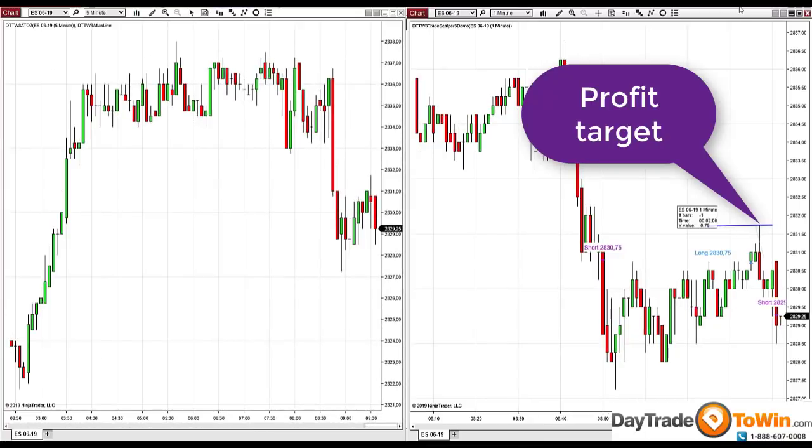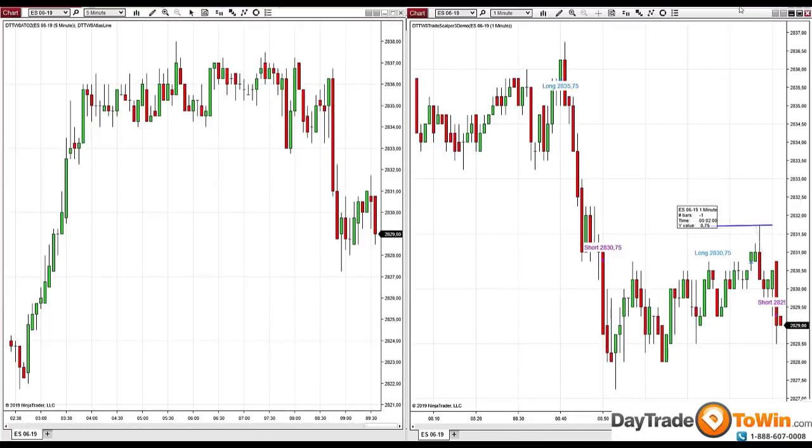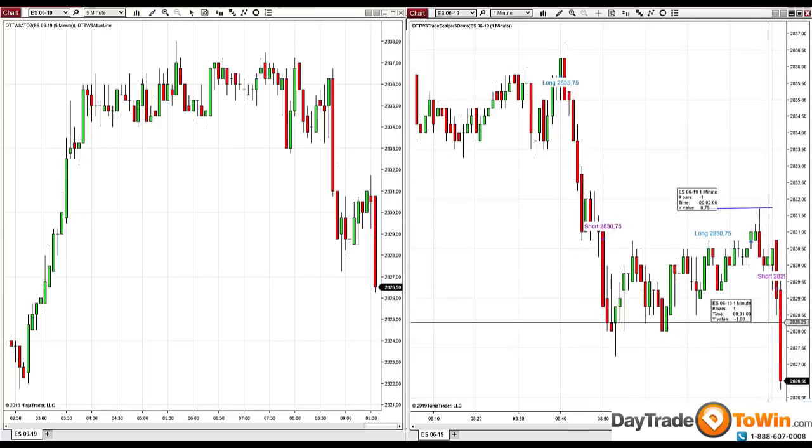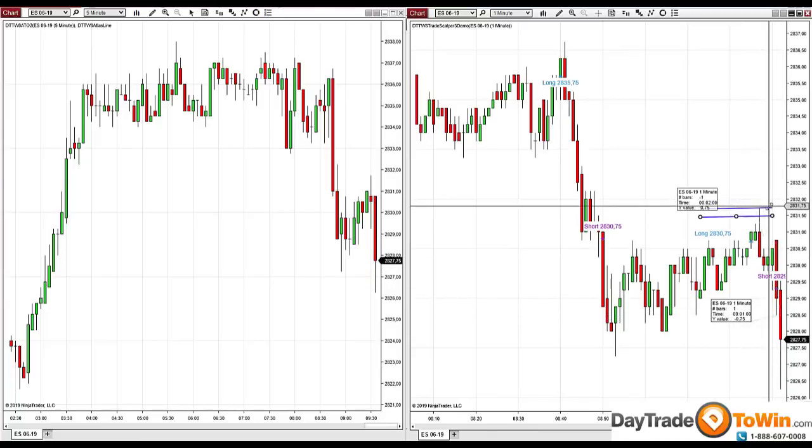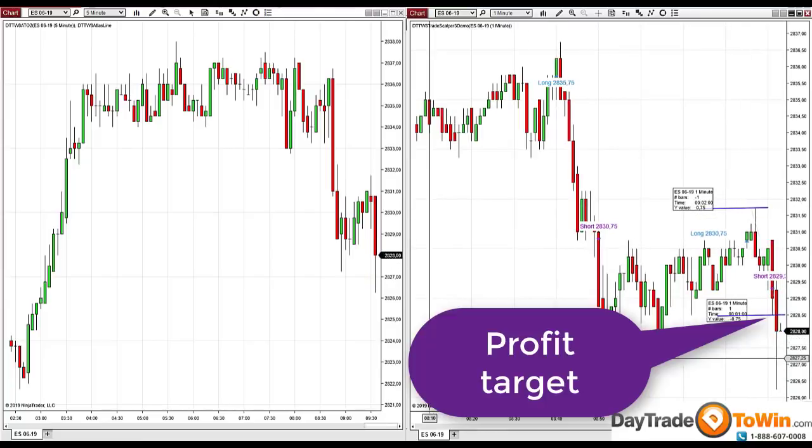Here's another Trade Scalper trade. We're short this time. And this trade was quick. We reached our profit target here, 3 ticks in no time.